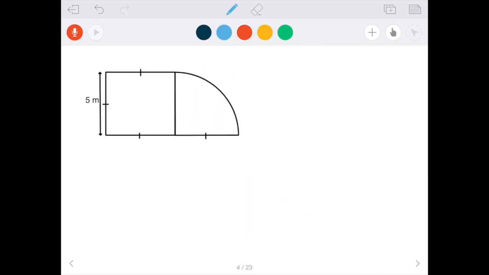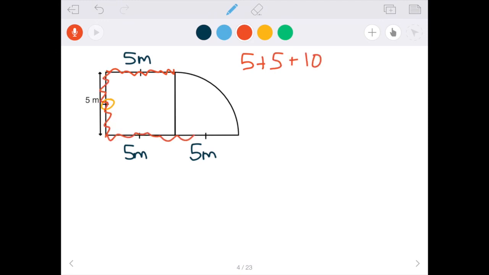Moving on to the third one, go ahead and pause the video and take a stab at this one yourself. All right, so let's look at what we have. I see this mark here that says 5, and I see lots of other marks like that. So I know that these 3 sides are 5 meters. So what I know right now is 5 plus 5 plus, I'm going to say 10, because that's both of these. So what I'm missing is this part right here.